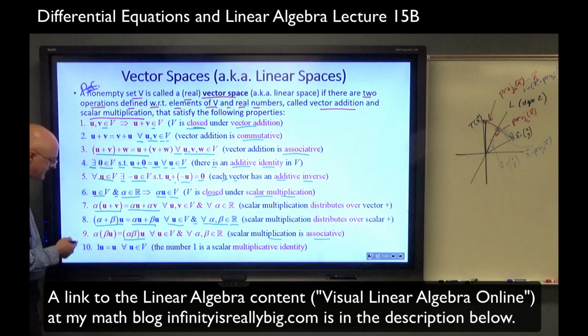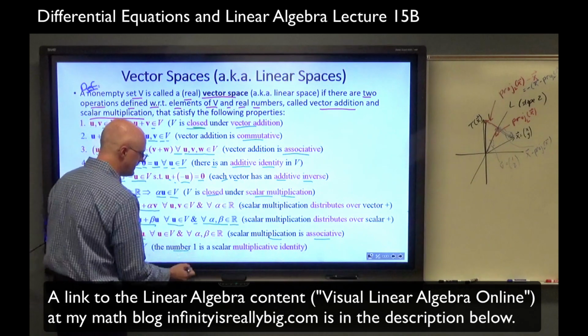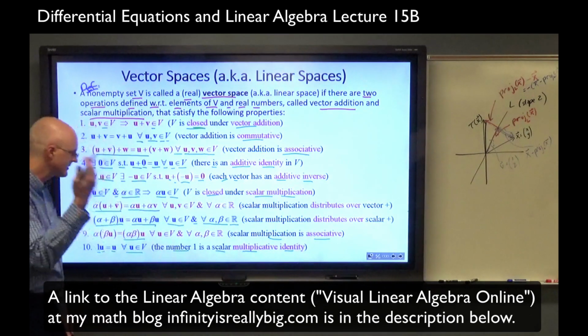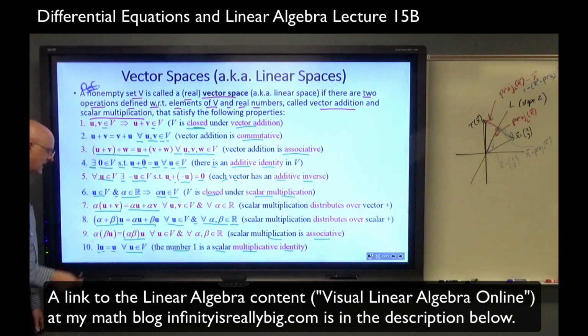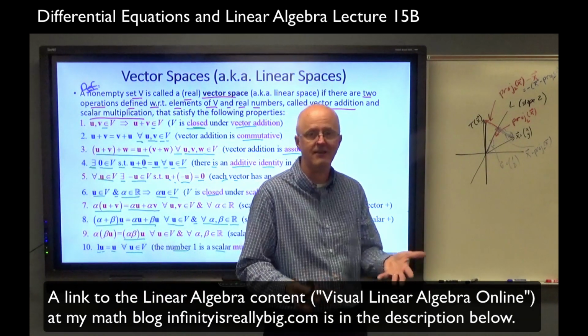10th assumption, 10th part of the definition, is that the number 1 times any vector U equals that vector U, for all U. In other words, the number 1 is a scalar multiplicative identity of vectors, you could say. 1 times any vector is that vector back. This is part of the definition. In a sense, these are all axioms. These are things we would assume to be true about any vector space.